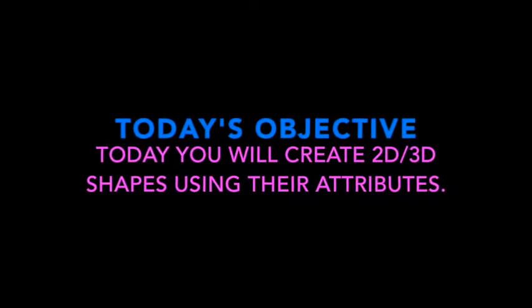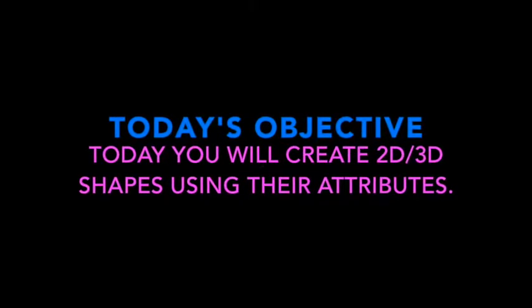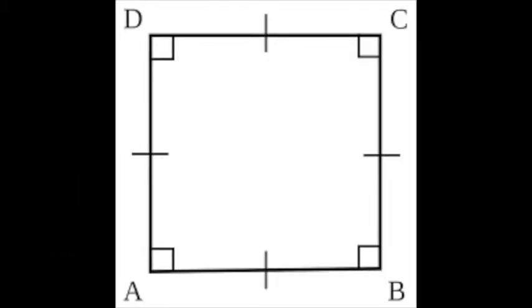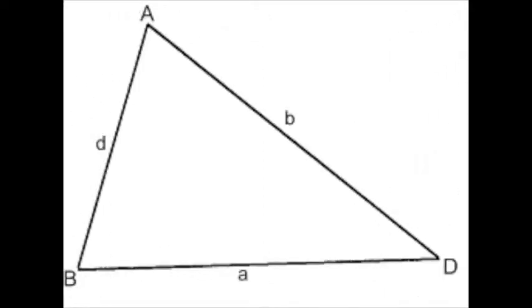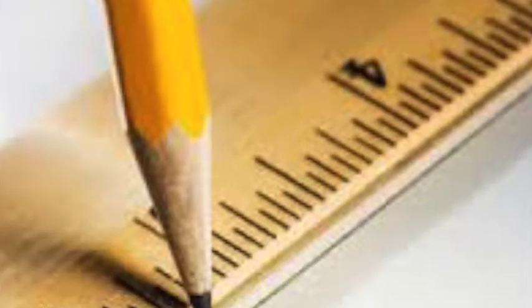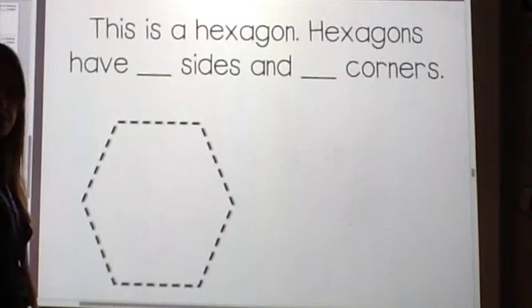Today you will learn to create 2D and 3D shapes using their attributes. Let's review. Remember, attributes are the way we describe our shapes, how many angles they have, and how many sides they have. You're going to need to have your pencil and ruler ready. And we'll get started.